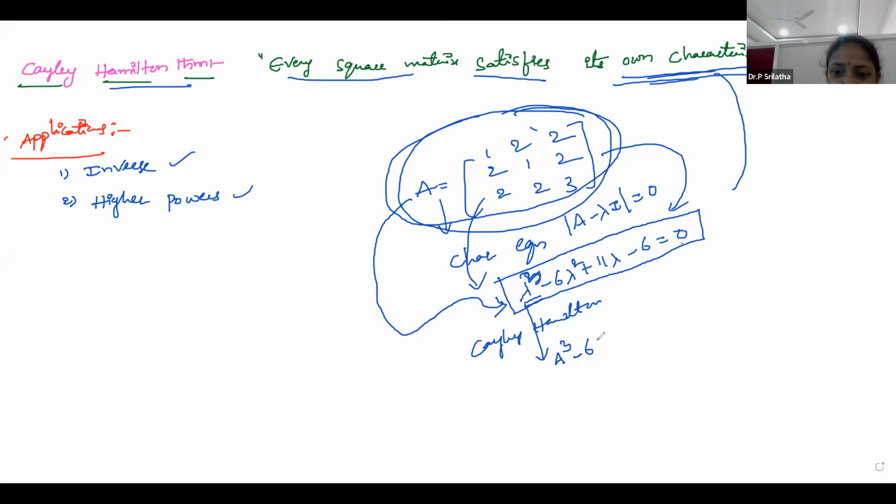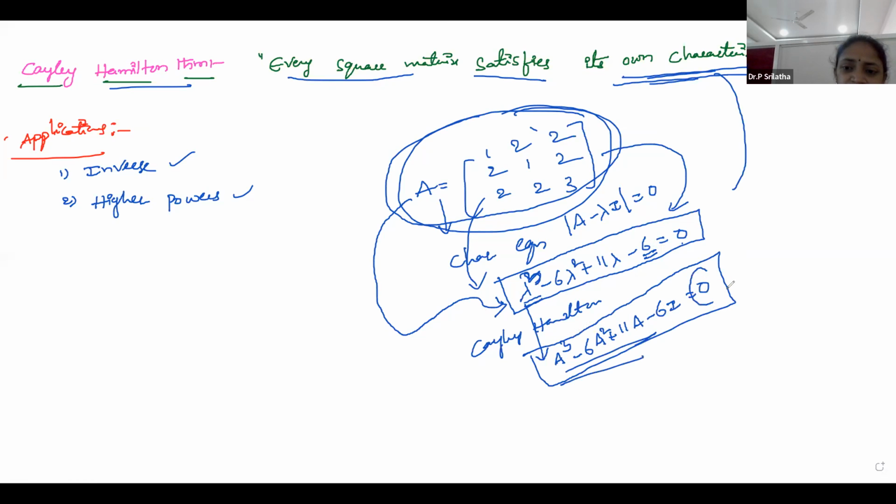That means A cube minus 6A square plus 11A minus 6, and since we have a constant here, we put I, equal to 0. This is called the Cayley-Hamilton theorem verification. If we prove this equation and get 0, then the Cayley-Hamilton theorem is verified.